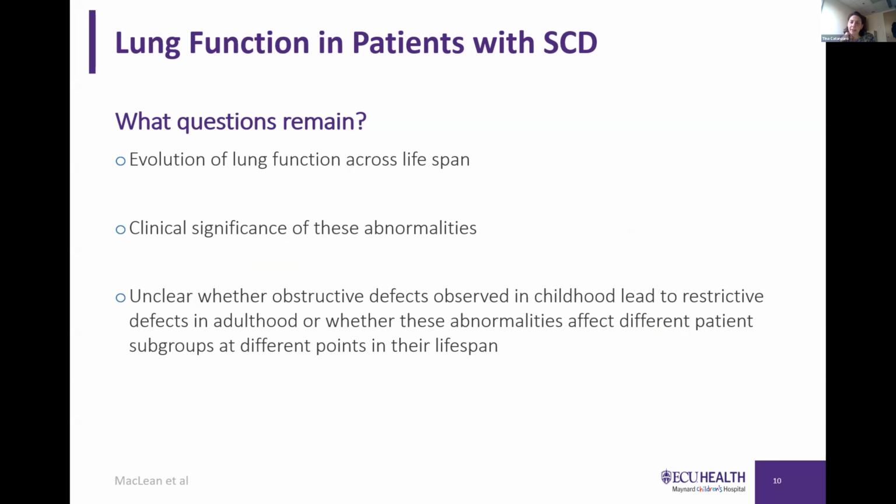What is the clinical significance of these abnormalities? Should we be screening everyone to understand what happens with lung function, or should we be selecting patients based on certain factors? And then, like I was mentioning, it's really unclear: is this obstructive defect something we're picking up in children that have comorbid asthma, or is this repeated obstruction what's leading to their restrictive defects in the future?